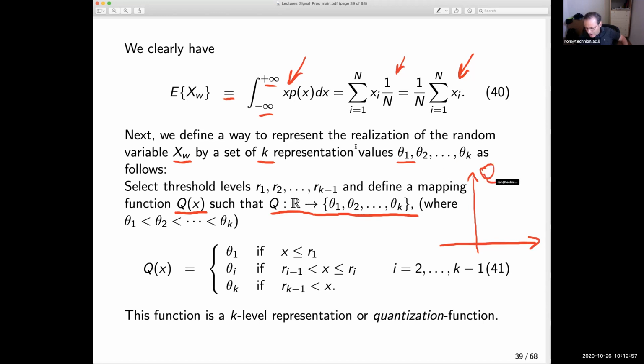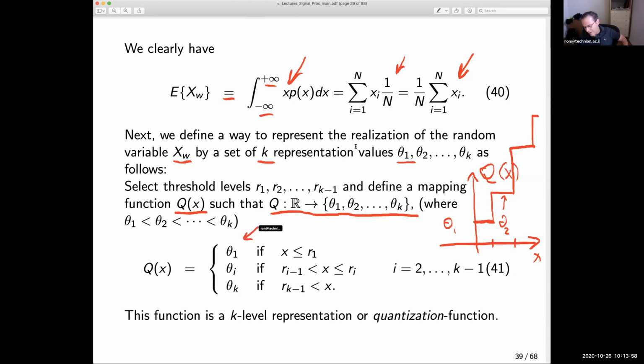So this would be my x axis, and assume that somebody is giving me the r's, so this would be r1, r2, etc. What I'm saying is that Q of x maps all the numbers between 0 and the first index at which I'm jumping, all of these would be equal to theta 1. Then I have a jump, and all of these numbers would be equal to theta 2, etc. Obviously, this would be a piecewise constant, non-decreasing function. So between 0 and r1, all the x's are mapped into theta 1.